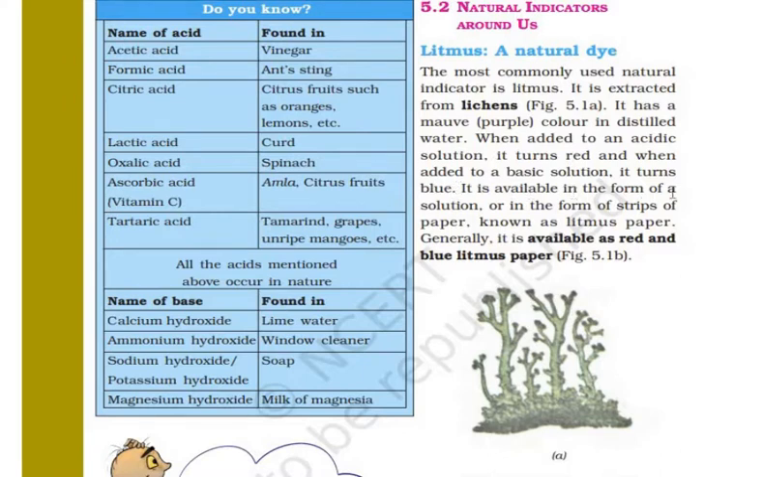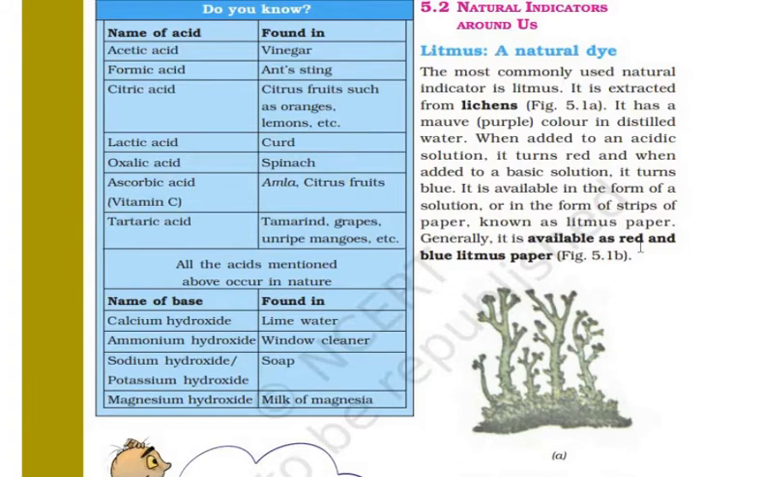It is available in the form of a solution or in the form of strips of paper. It is very easy to use. Just dip it, holding one corner, in any solution, acidic or basic, and you will get to know by seeing the change in color.